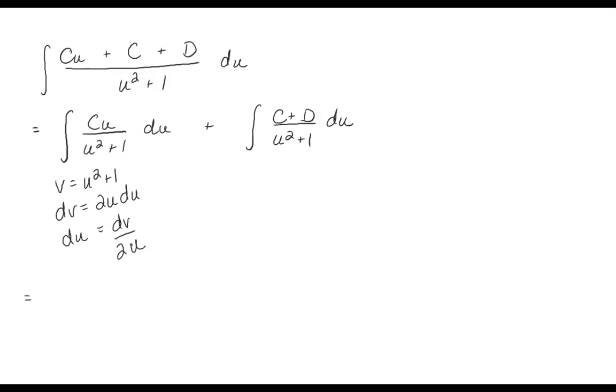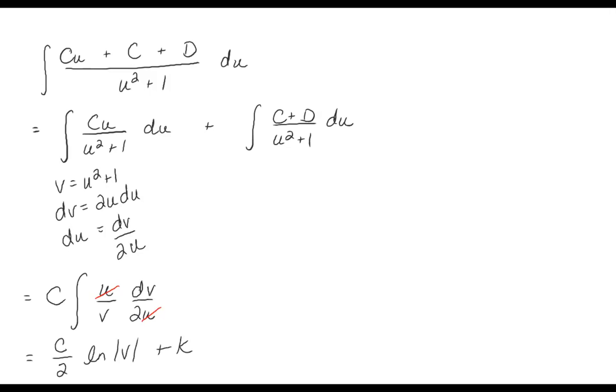So I've got c integral u. Wait. Okay, never mind, sorry. So I'm going to get another 1/2 there. Notice how you got that 2 from the du in the denominator. So that term is going to give me a c over 2 times the ln of v, just from that term.